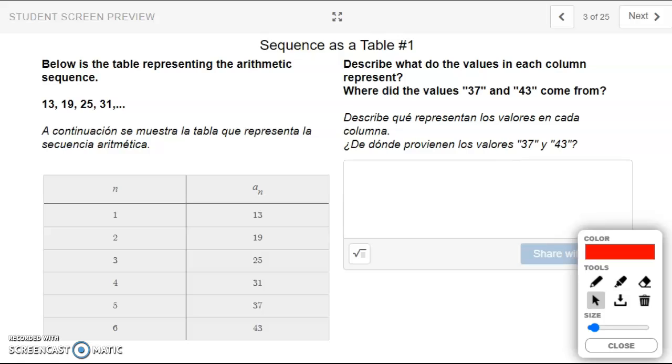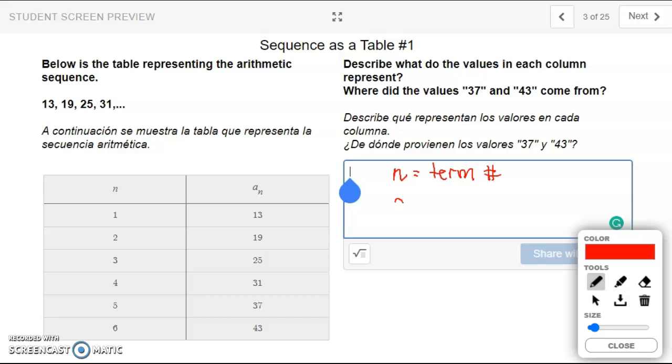Okay, so n represents the term number, and a of n is the value of the term, the nth term. Okay, so when n is 1, the value is 13. When n is 1, that means we're talking about the first term. The value of the first term is 13. When n is 2, we're talking about the second term. The value of the second term is 19, and so on.